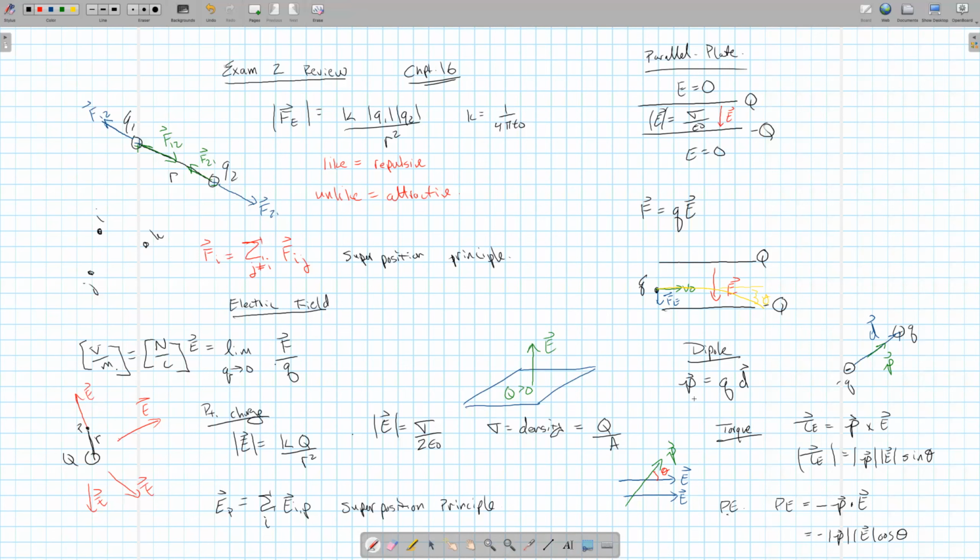Great. So here's my dipole, and everything else here is electric. Good. So today we just finished off chapter 17. So let's talk about chapter 17.